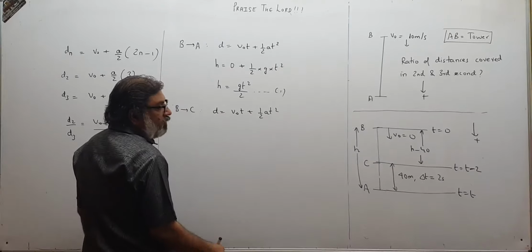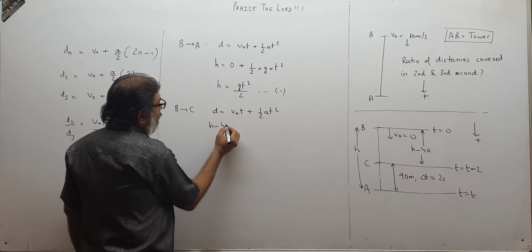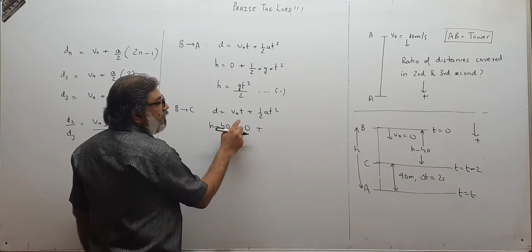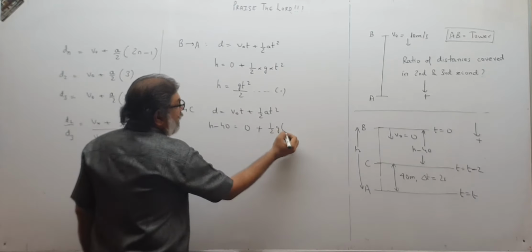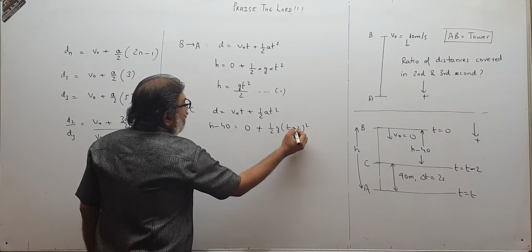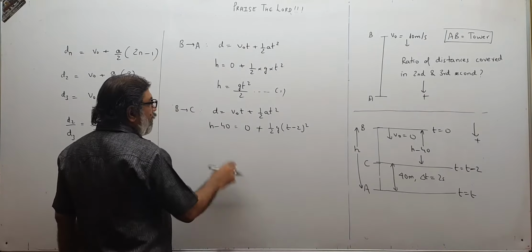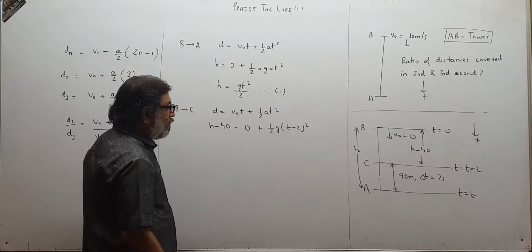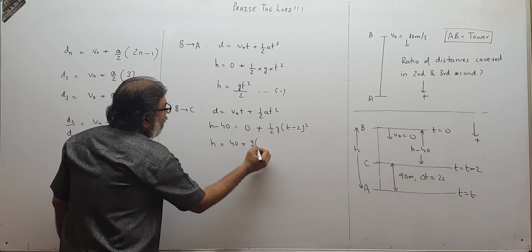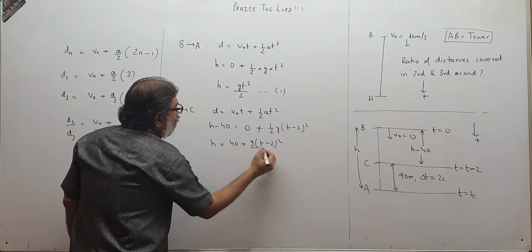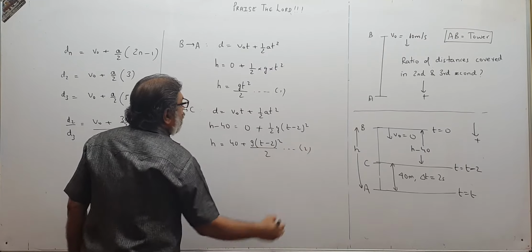So B to C displacement is how much? H minus 40. That is... V0 is 0 at point B, the starting point. Half G, and what is the time? T minus 2 squared, because from B to C the time taken is T minus 2. So H becomes equal to 40 plus G into (T minus 2) squared upon 2, that is the second equation.